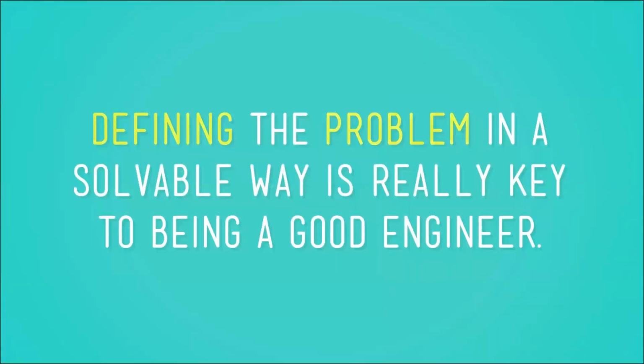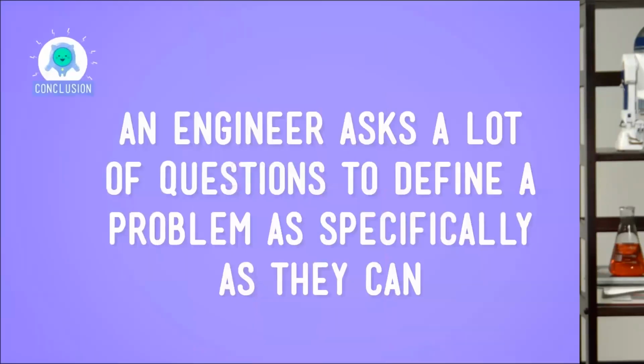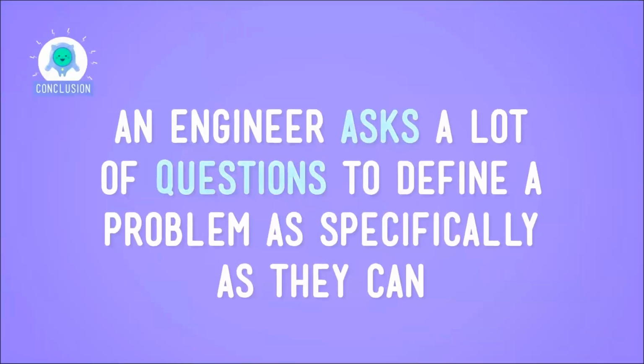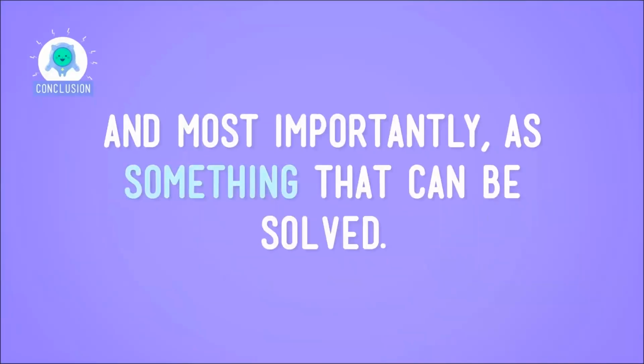So defining the problem in a solvable way is really key to being a good engineer. While that first step might seem pretty easy, make sure you treat it like the super important step that it is, because it sets the stage for all of the steps of the engineering process that follow. If you don't define a potentially solvable problem from the start, you might never, well, solve it. So an engineer asks a lot of questions to define a problem as specifically as they can, and most importantly, as something that can be solved.